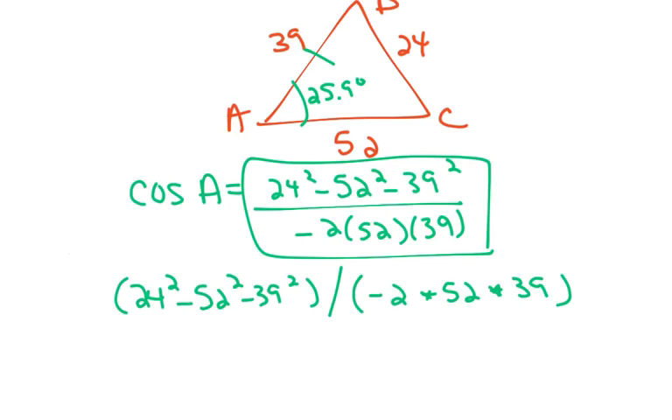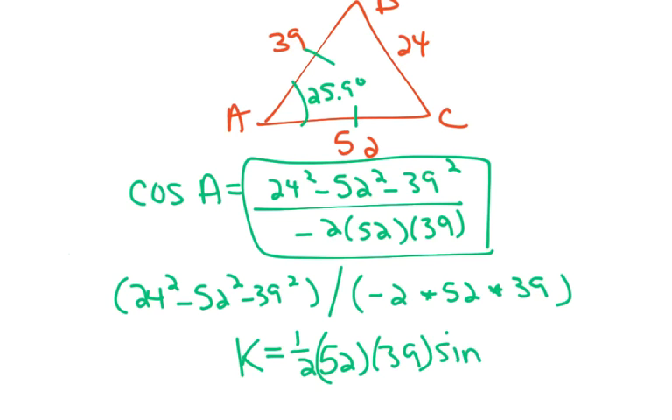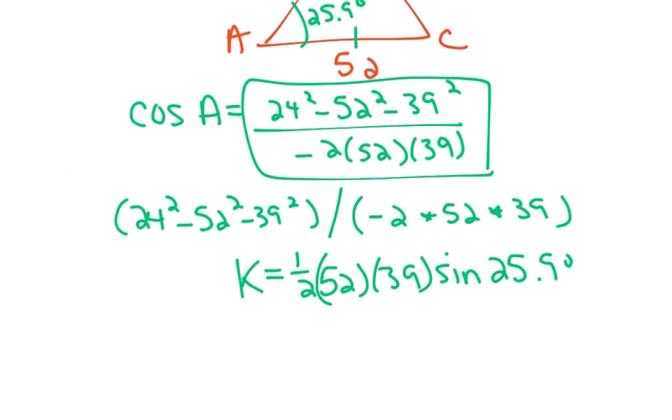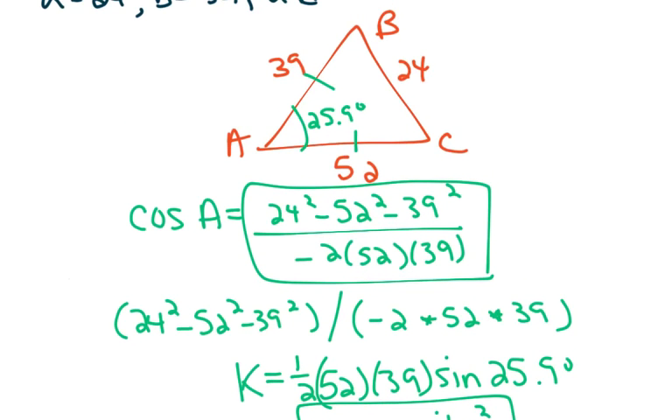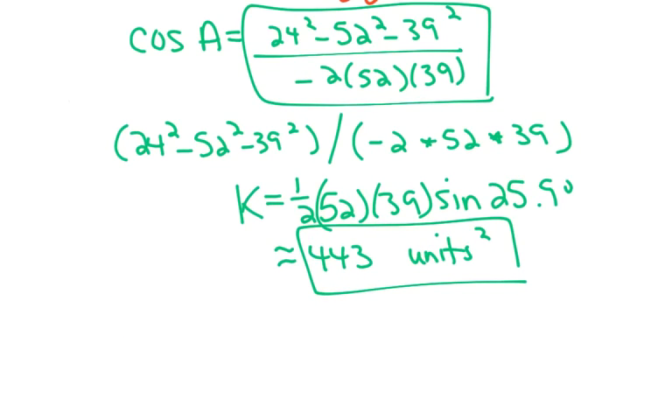Now that I have side angle side, I can find the area by doing 1/2 of the 2 given sides times the sine of the included angle, which is about 443 square units. Now, it didn't matter what angle I found. I could have found angle B and used sides A and C, or I could have found angle C and used sides A and B. I would have gotten the same area at the end.